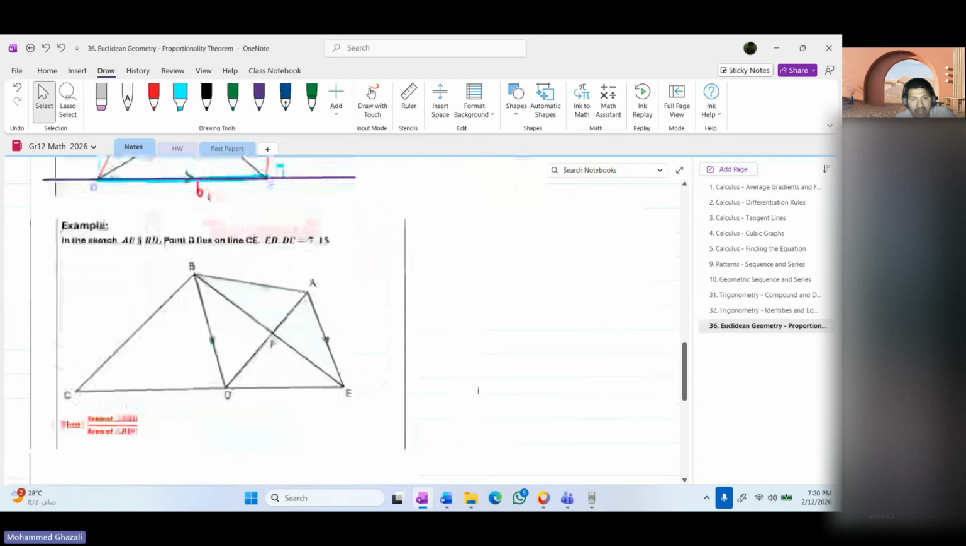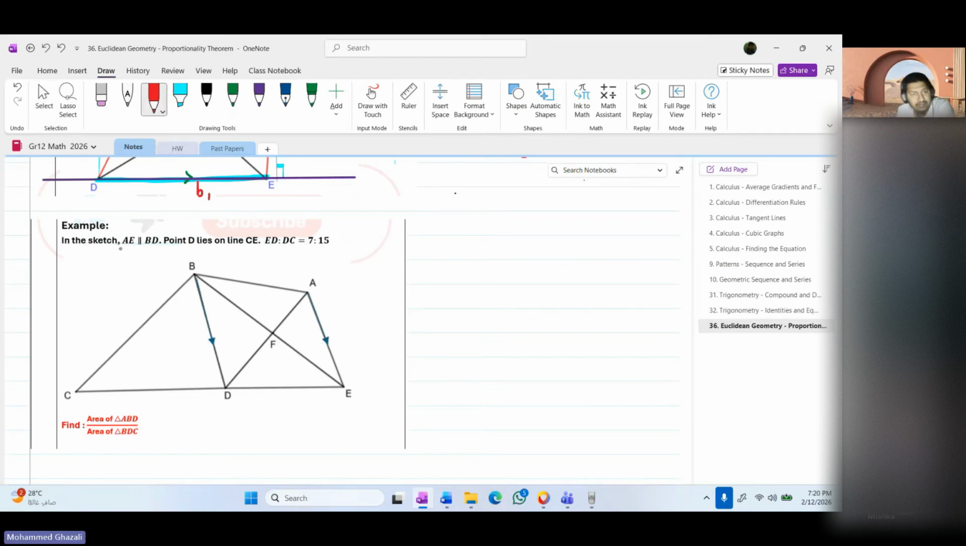Now, before we move on to the proportionality theorem, or prop theorem, let's take an example of this, which is represented here, okay? So let's see. We have in the sketch, AE is parallel to BD. AE is parallel to BD, that's given. Point D lies on line EC. All right. Make sure you read everything.